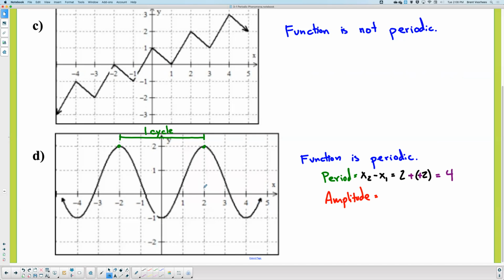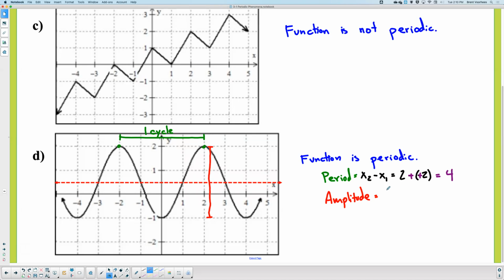Well, is this the amplitude from here to here? No, you have to know where the midline is. Now this midline is right in here. But another way you could do it is, if you wanted to, go top to bottom and then divide it by 2. That's another way of doing it. So how high is this?